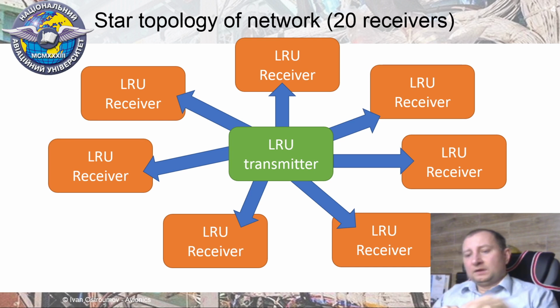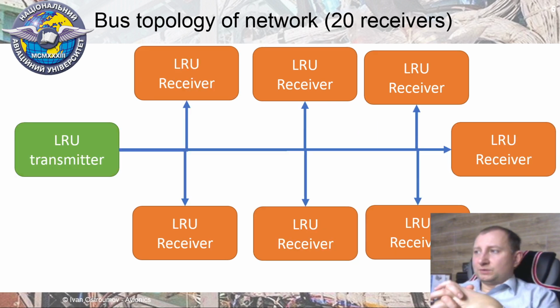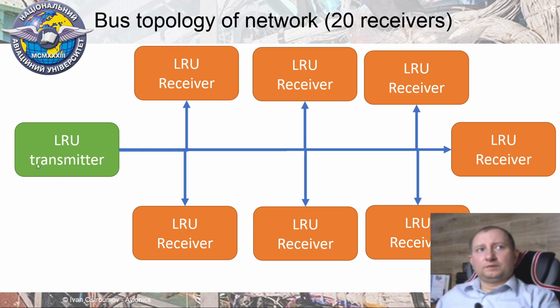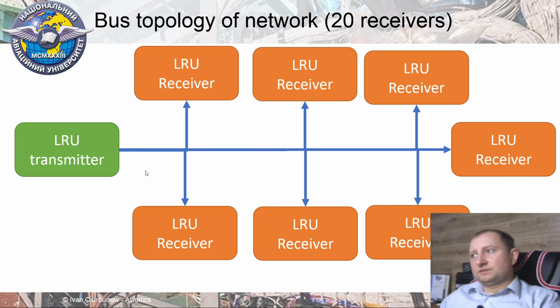In case of bus topology, which is the most frequently used topology for ARINC 429 today, we have one transmitter, then we have a two wire bus, and up to 20 receiver LRUs we can connect to these two wires in parallel. And each LRU receiver can only receive and cannot transfer any data. In the network there can be only one transmitter.